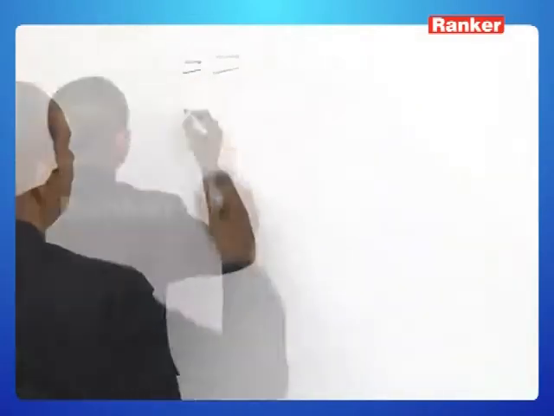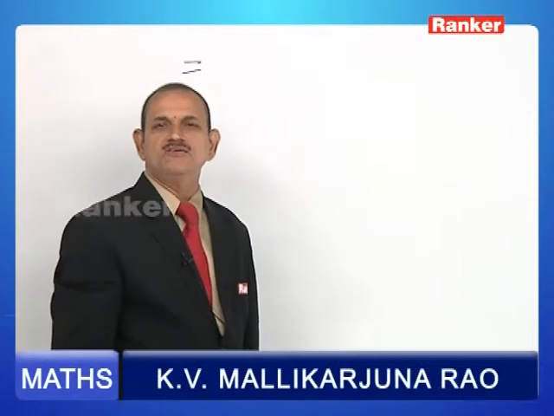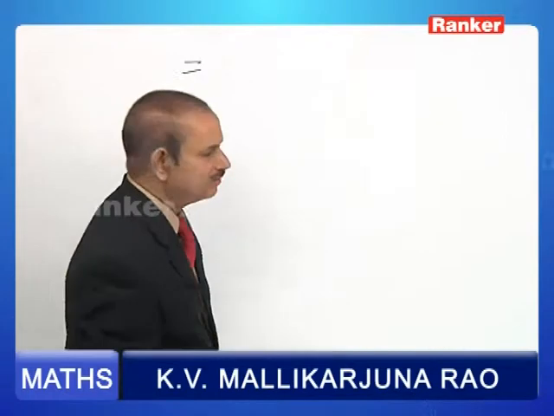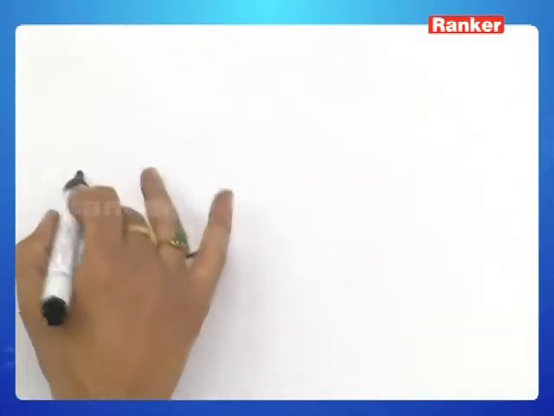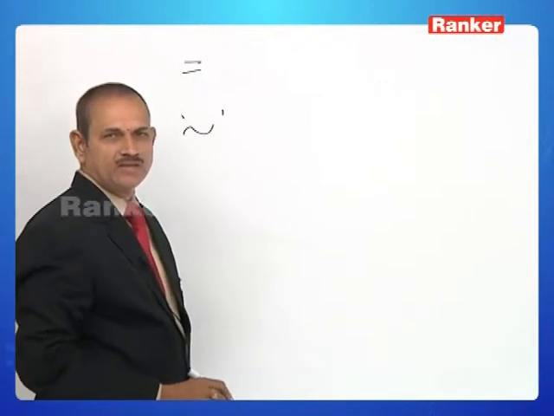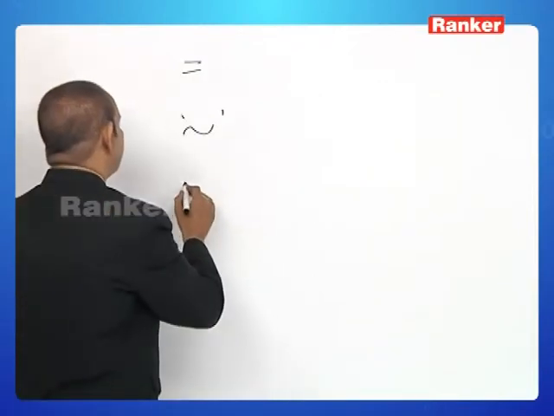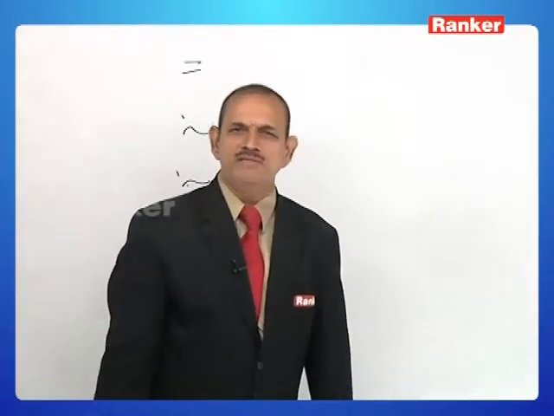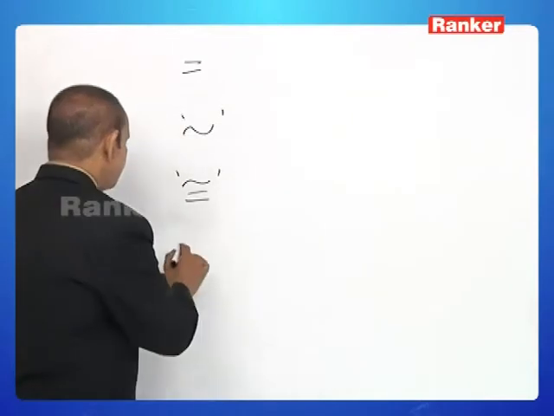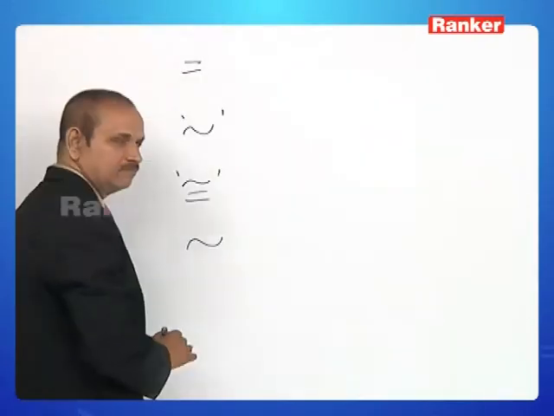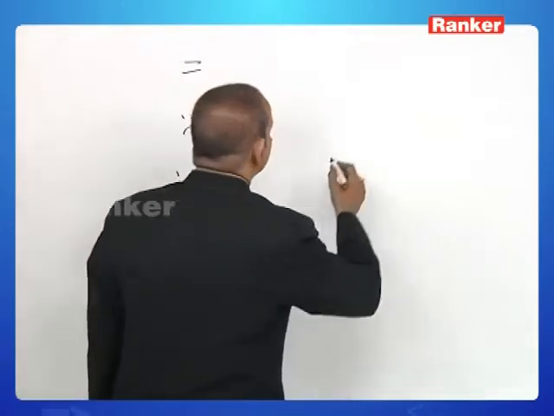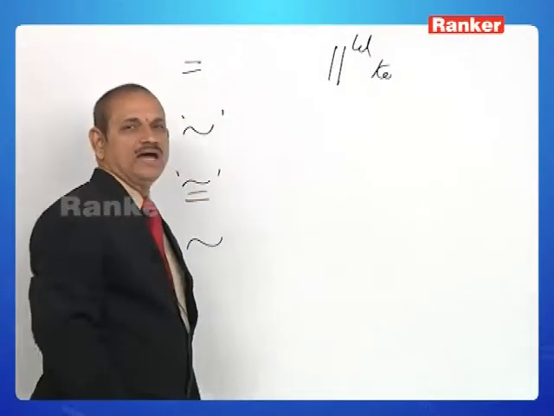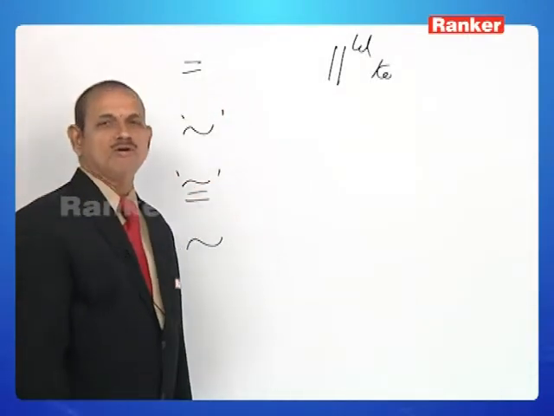Very first of all, is equal to is an equivalence relation. It is reflexive, it is symmetric, and transitive. And then is similar to, on the set of all triangles, is an equivalence relation. And is congruent to among the triangles is again another equivalence relation. Is similar to among triangles is an equivalence relation, and is parallel to is an equivalence relation among lines.